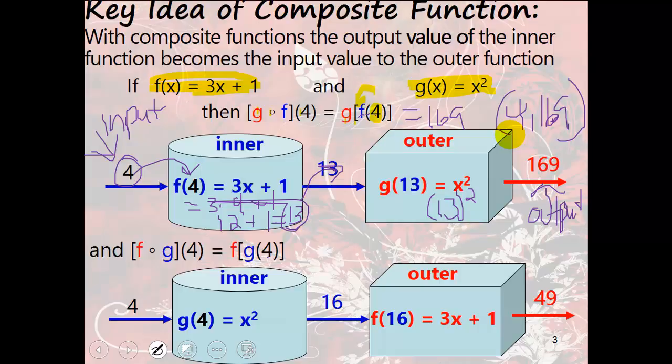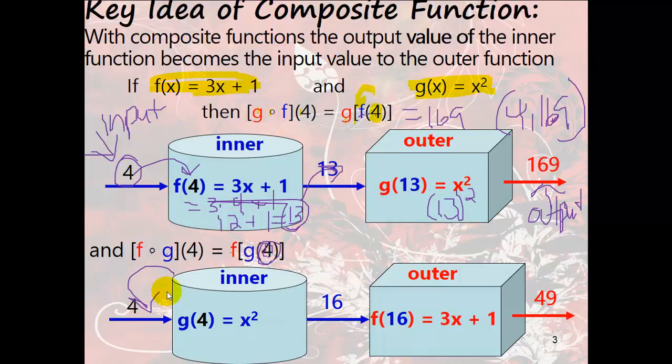We can go the other way as well. We can find f of g of 4. The other way to write it is, you say it the same way, it just is a nested version, f of g of 4. I'm going to take 4 and I'm going to plug it in to g.